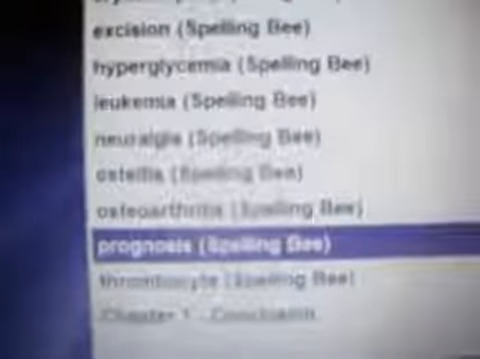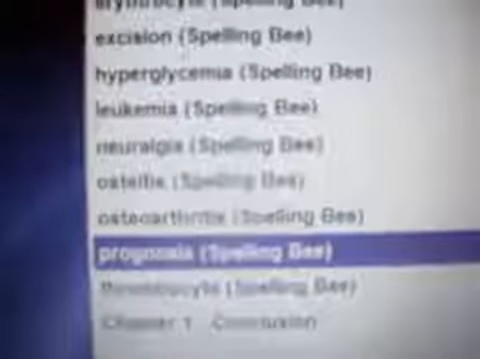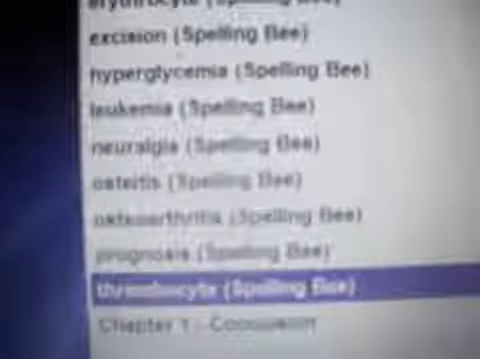Prognosis. Prognosis. P-R-O-G-N-O-S-I-S. Thrombocyte. Thrombocyte. T-H-R-O-M-B-O-C-Y-T-E. This concludes Chapter 1.